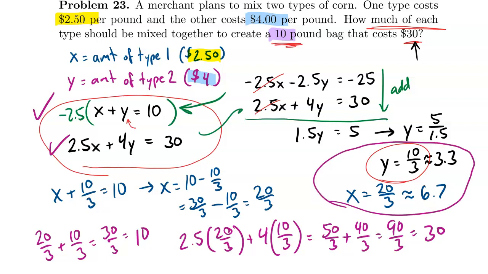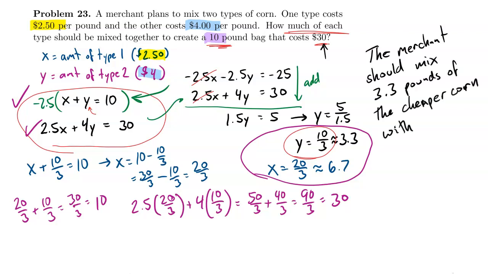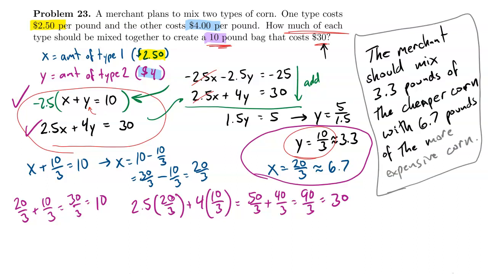But one last thing, because this is a word problem with a context, the merchant and the corn, let's put it back into a sentence that acknowledges that context. The merchant should mix 3.3 pounds of the cheaper corn with 6.7 pounds of the more expensive corn. And of course, in the answer here, I use the approximate values. The mathematical solution is 20/3 for x and 10/3 for y.